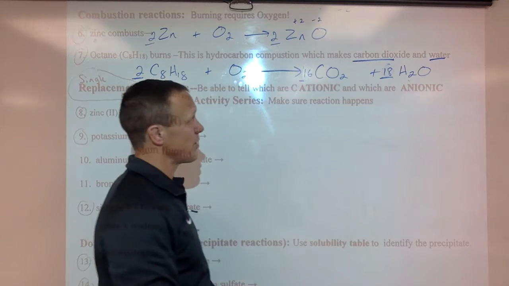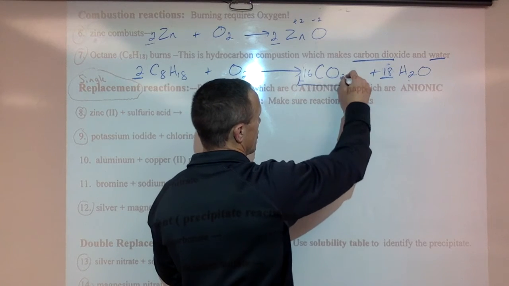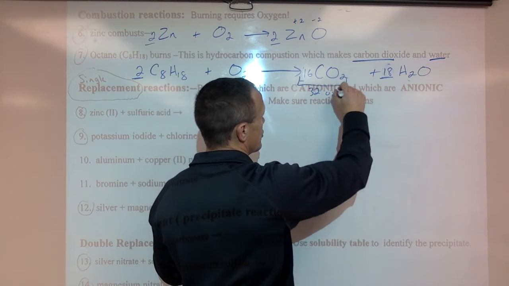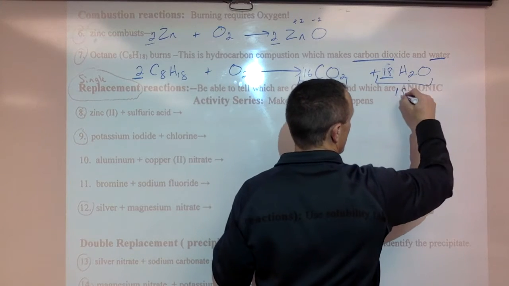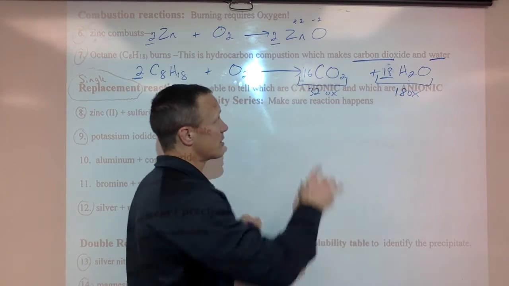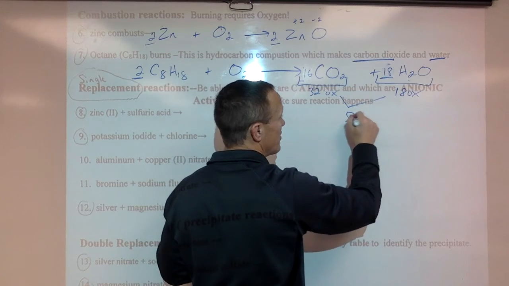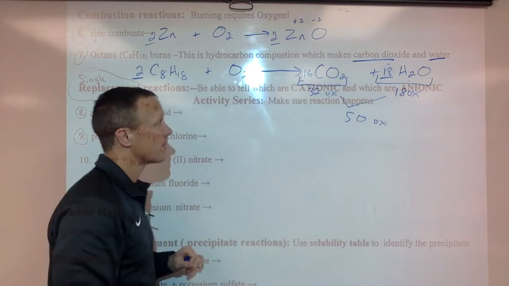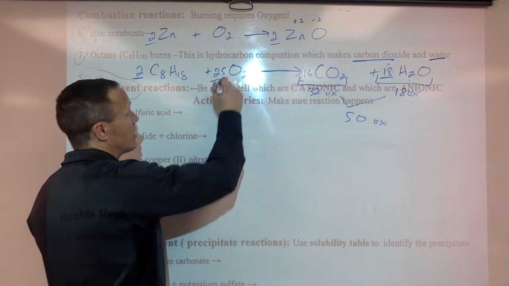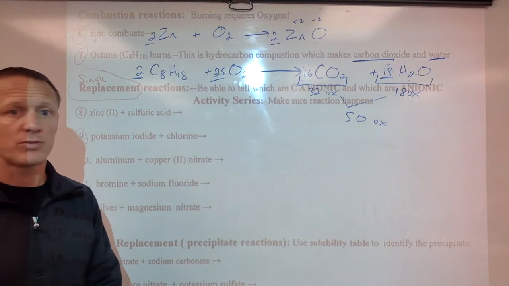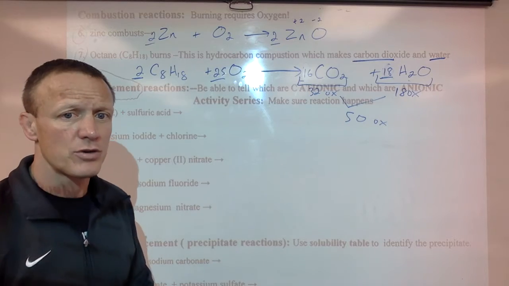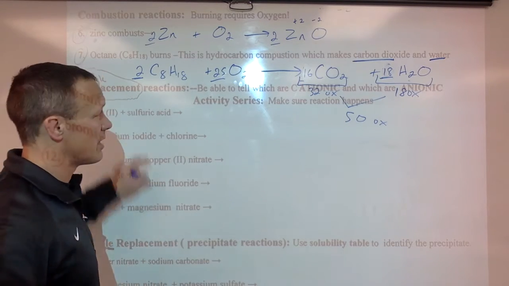Now we've got to add up our oxygens on the right side. So right here there are 32 oxygens. Right here there are 18 oxygens. 16 times 2 for 32, 18 times 1 for 18. That's a total of 50 oxygens on this side. So we need a 25 in there for oxygens. Pretty big number.